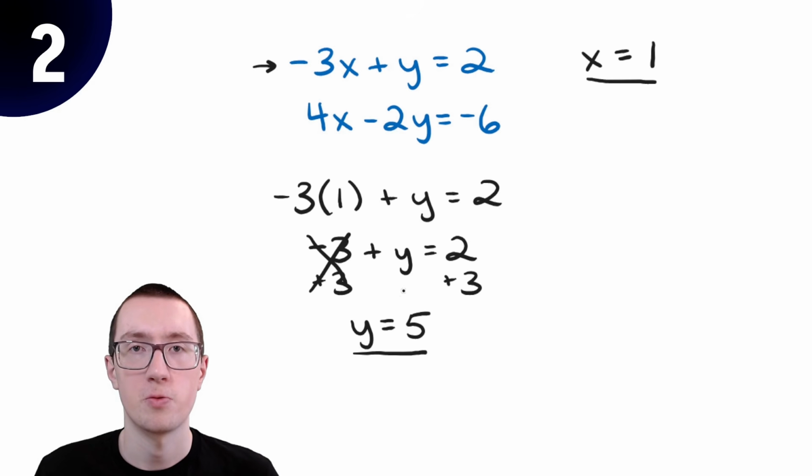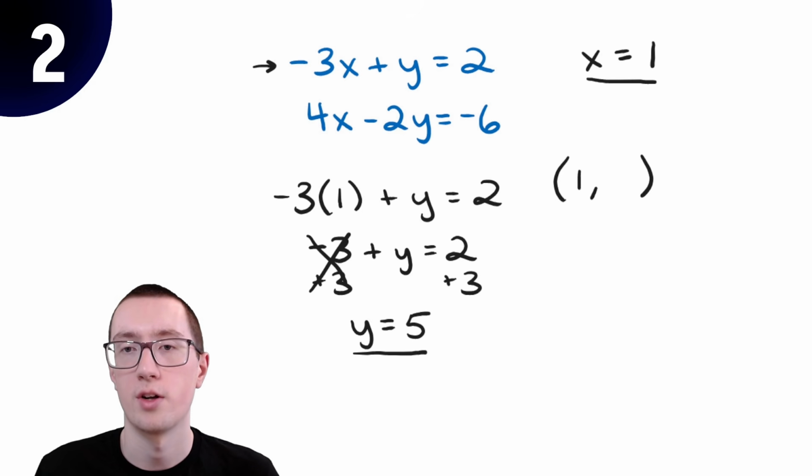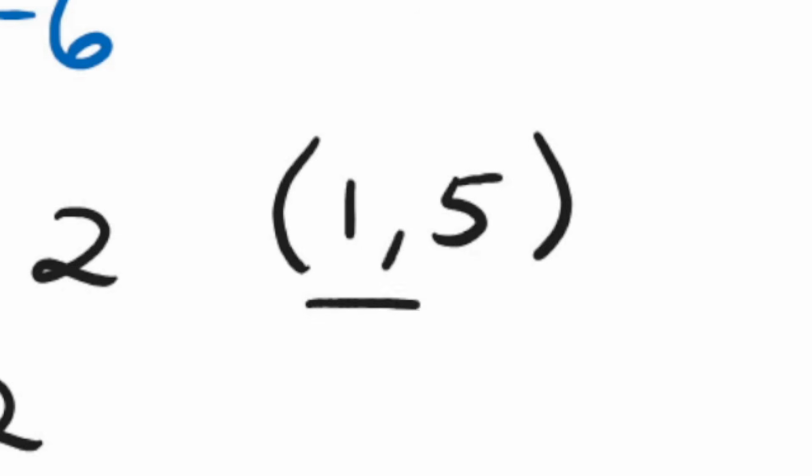Another way to write your answer for a system of equations is to write them as coordinates of a graph. So if you have parentheses and then you put the two numbers, x always goes first and then y. So you could just write it as 1, 5. And this is another way to write your answer.